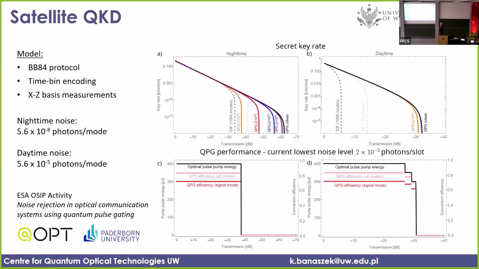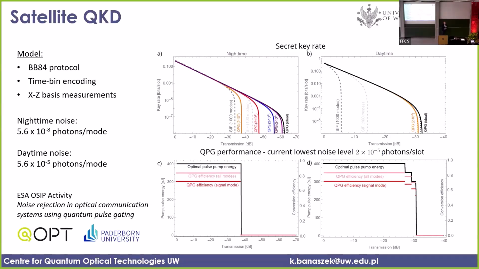Speaking of which, background noise is also a huge nuisance in quantum key distribution, especially satellite to ground. And in many cases, it is recognized that this background noise is the limiting factor for key distribution. And this technique could also be used to reduce substantially the background noise in satellite to ground QKD links.